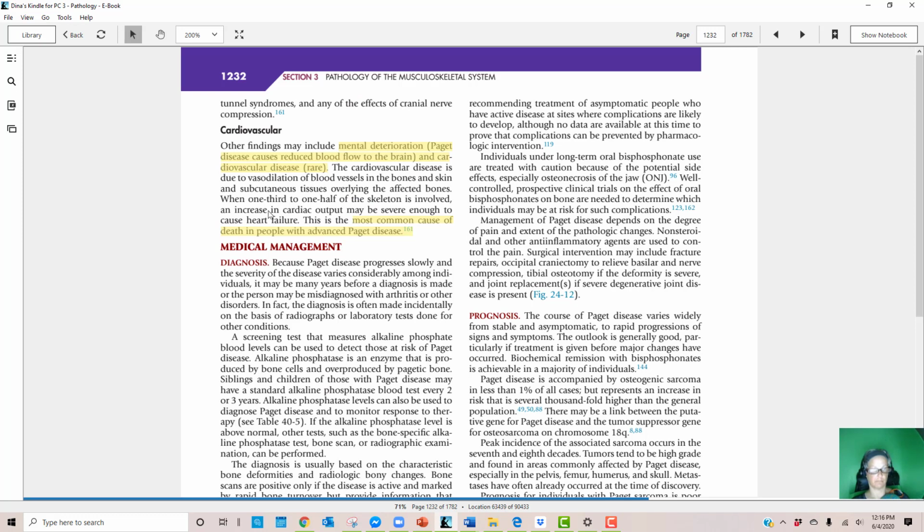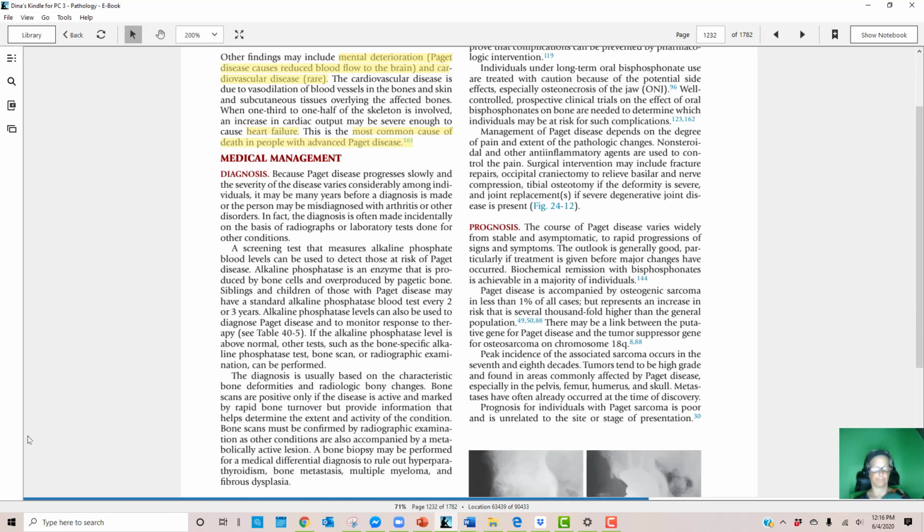Medical management. Diagnosis. Because Paget's disease progresses slowly and the severity of the disease varies considerably among individuals, it may be many years before a diagnosis is made, or the person may be misdiagnosed with arthritis or other disorders. In fact, the diagnosis is often made incidentally on the basis of radiographs or laboratory tests done for other conditions. A screening test that measures alkaline phosphatase blood levels can be used to detect those at risk of Paget's disease. Alkaline phosphatase is an enzyme that is produced by bone cells and overproduced by pagetic bone.